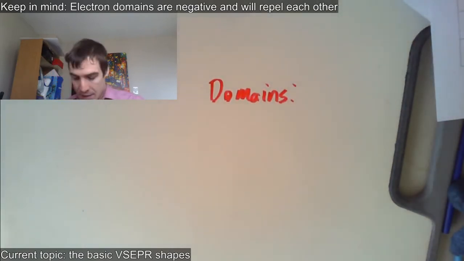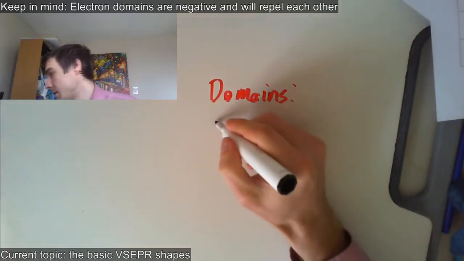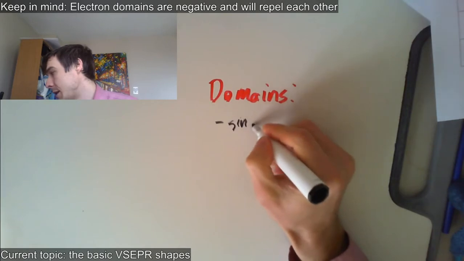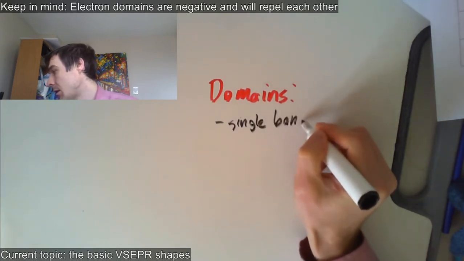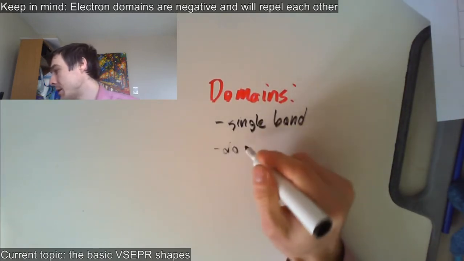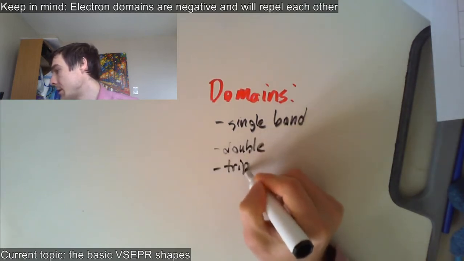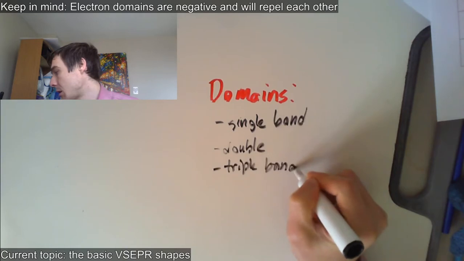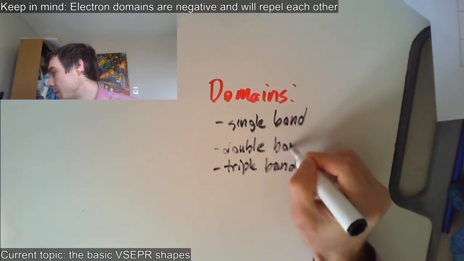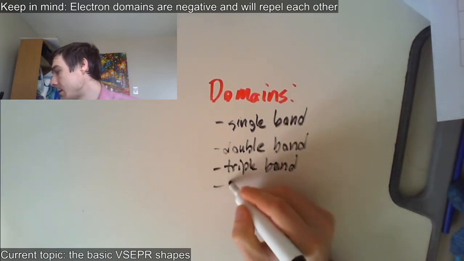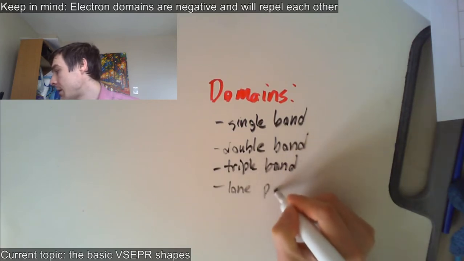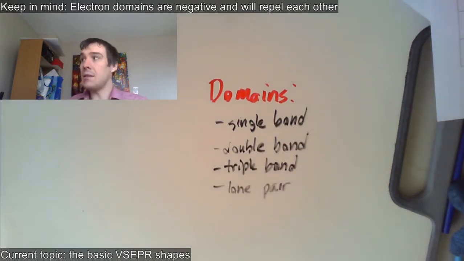VSEPR identifies different domains. A single bond is a domain. It's one domain. A double bond is also just one domain. So is a triple bond. Each one of these is its own domain under VSEPR, and also a lone pair. Basically, you can think of domains as a region where electrons are going to be.